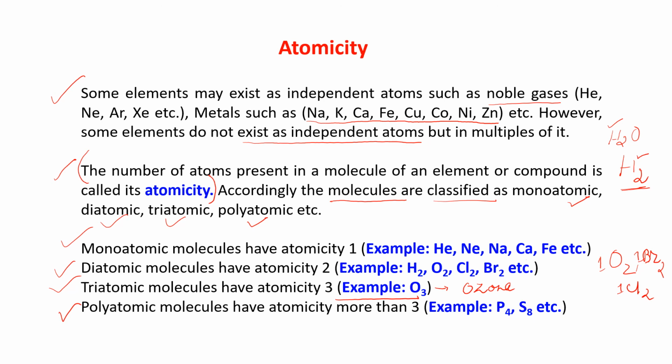Polyatomic molecules have atomicity more than 3. Actually, up to 3 we say triatomic. 4 also has a typical name, tetraatomic. But 4 and more than 4, we call polyatomic. Like P4, phosphorus, and S8, sulfur. That means one molecule of phosphorus contains 4 atoms. One molecule of sulfur contains 8 atoms. So they are known as polyatomic. I hope you have understood what is atomicity.